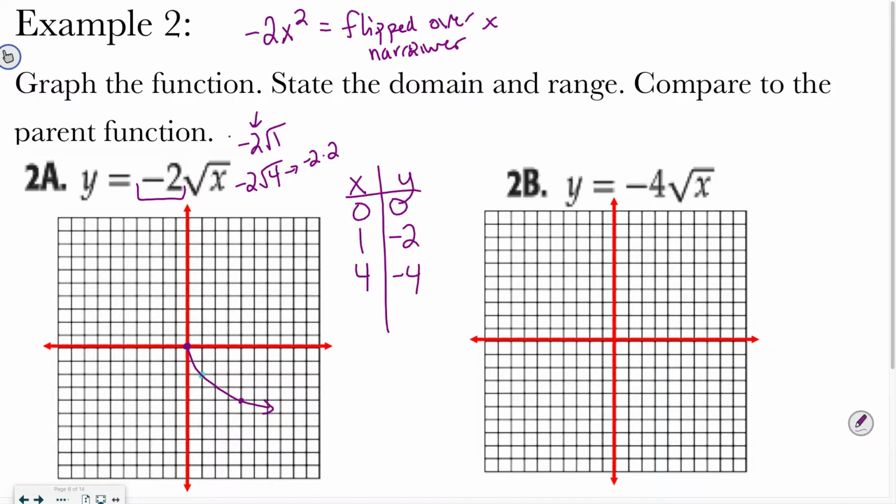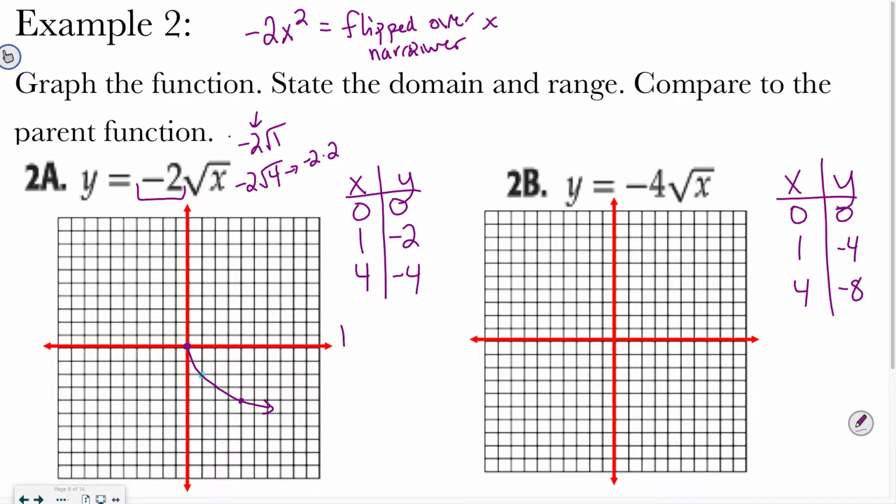2b is the same thing, but instead of -2 and -4 getting out, we would have a -4, and then also we would have, let's see, -8. Okay, so it just kind of changes that a little bit.